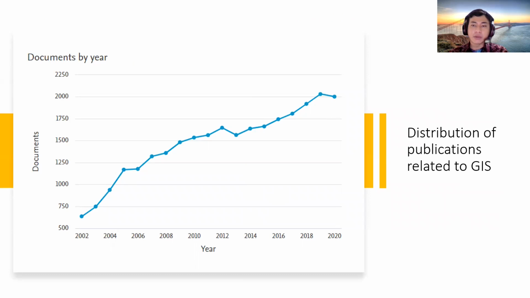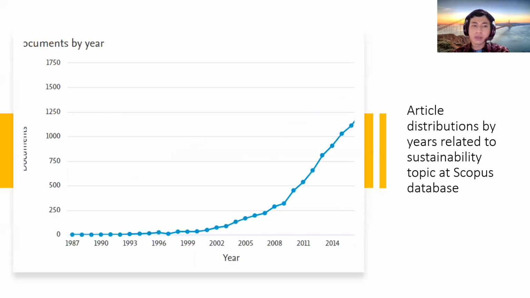This is a graphic about the distribution of publications related to GIS. As we can see, as the years go by, the distribution of publications related to GIS keeps increasing by year. And this is the graphic of article distribution by years related to the sustainability topic in the Scopus database. This is basically the same. The number of articles related to sustainability keeps increasing too by year.